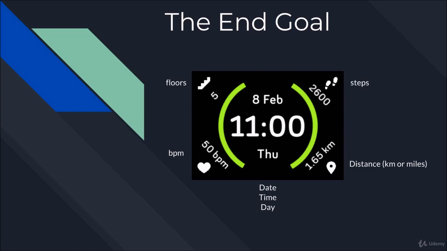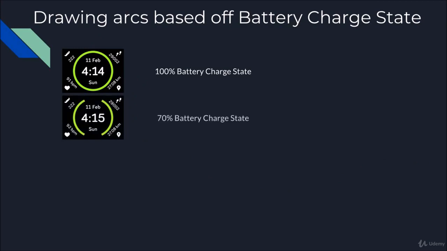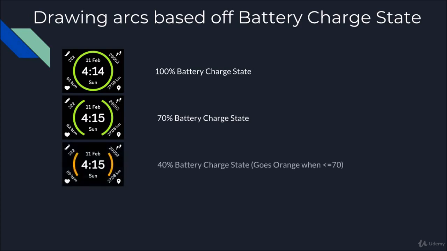Also, I've managed to measure the battery state and draw that little green arc based on what level the battery is. So if we head over here, if your battery state is 100%, then you'll have a full circled arc. If it's at about 70%, it will be 70% arced. So that's calculated based off your battery rate. And I've decided to change the color when it goes below 70%. Just because, you know what, why not?